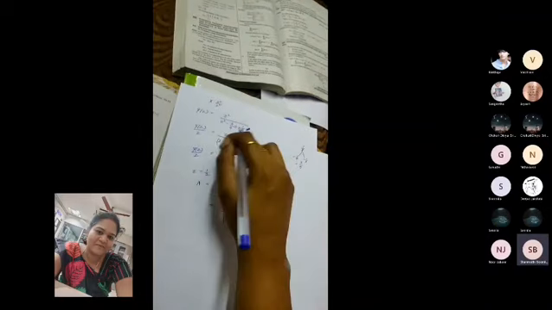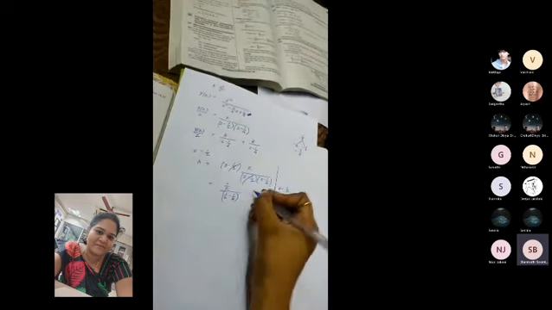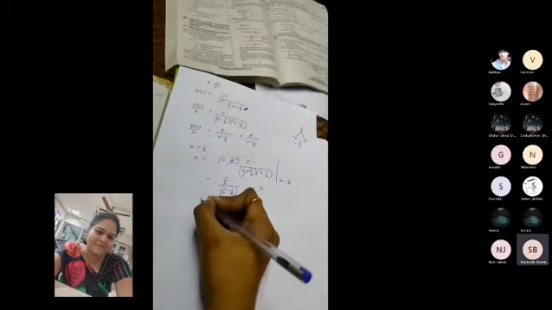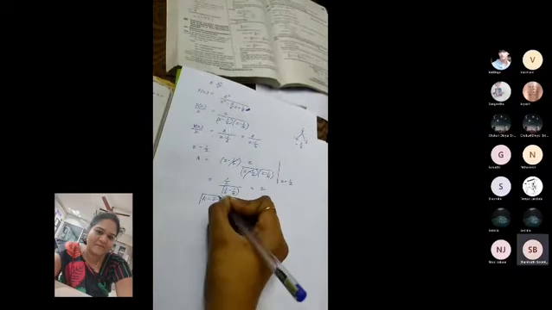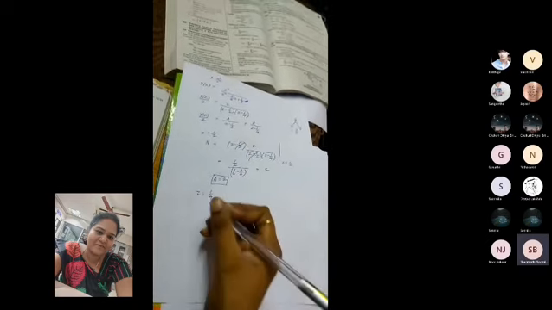If you are comfortable with the LCM method, you can solve using that method also. Otherwise, use this method. If you solve, you will get 2. The A value will be equal to 2. In the same way, find the B value at Z equal to 1 by 4.